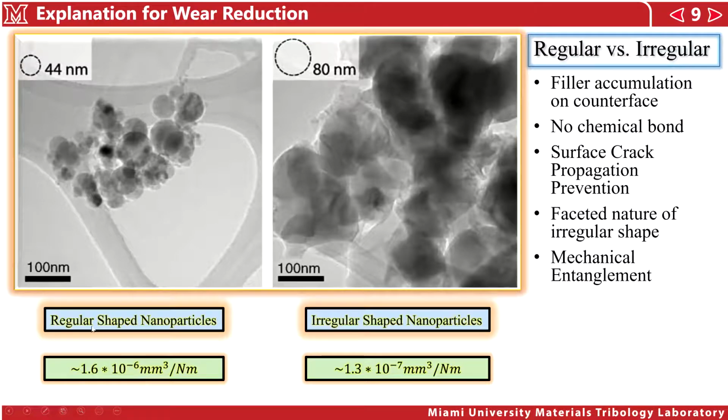So as compared to the regular shaped nanoparticles, the irregular shaped nanoparticles perform 10 times better, and this group suggests that the reason for this improved performance is that the irregular shaped particles have a faceted nature, and this faceted nature allows greater surface contact area for more mechanical entanglement to occur and a more adhered transfer film to form. And again, the adherence and stability of the transfer film are important to have improved wear rates.